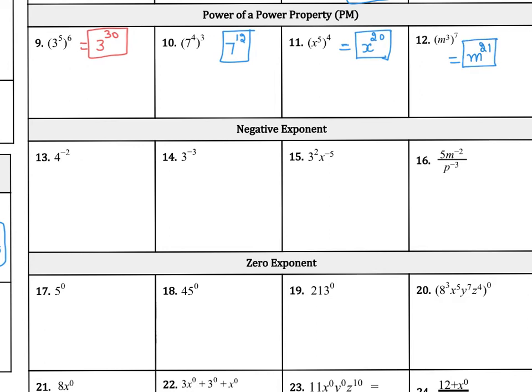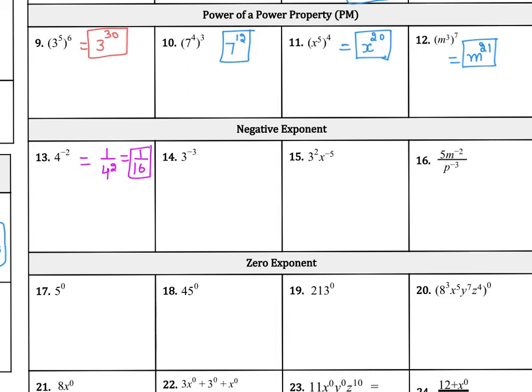Next, we are going to do negative exponent and question number 13. Whenever you see a negative exponent, you need to make it positive by flipping it. So 4 to the power negative 2 becomes 1 over 4 to the power 2. Since it's an easy number to calculate, because 4 to the power 2 is 16, we just write 1 over 16.